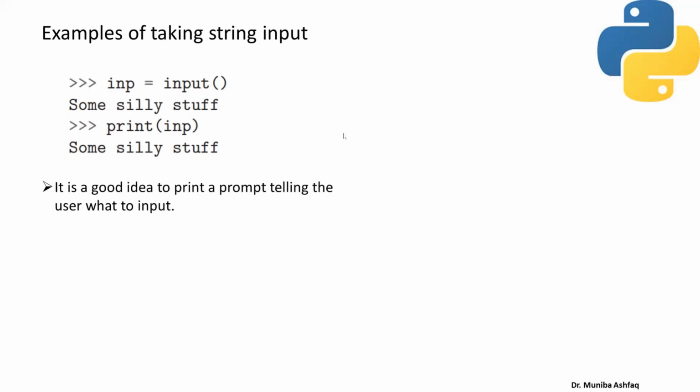It's a good idea to print a prompt telling the user what to input. Otherwise the cursor is just blinking and asking the user to enter something, and the user doesn't know what to enter at this point. So he may enter some silly stuff over here. It's a good idea to tell the user what value he is going to enter and what the purpose of entering those values is. Whatever he is going to input, he would know that he is inputting this value for some purpose.